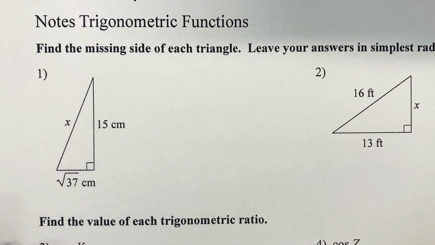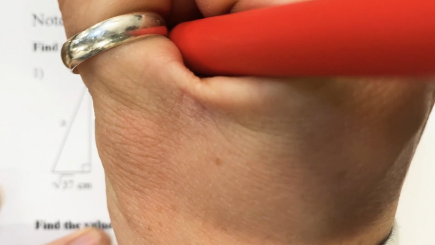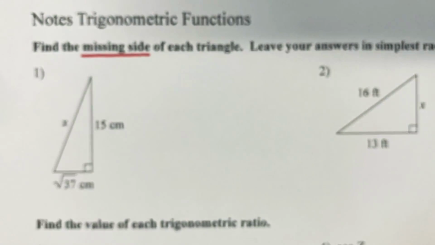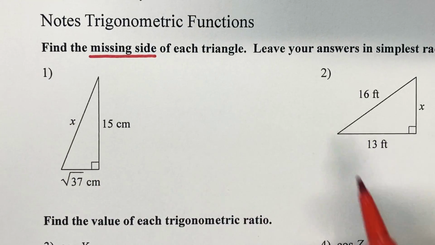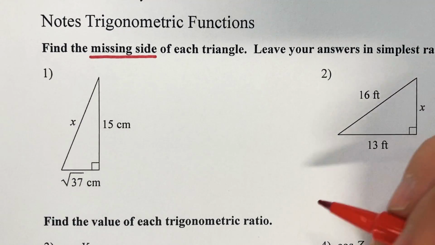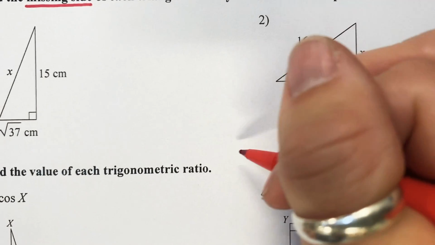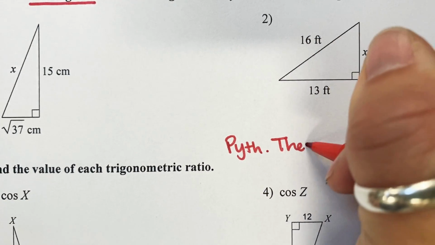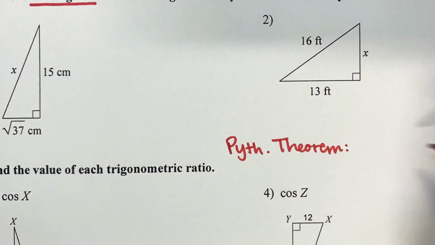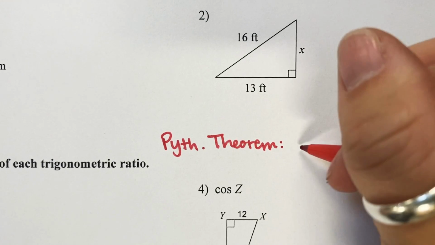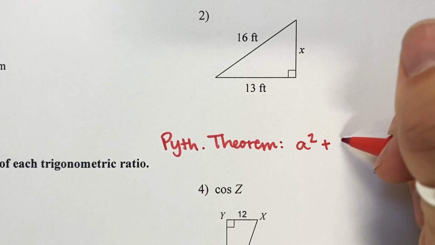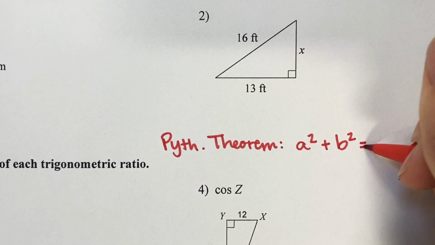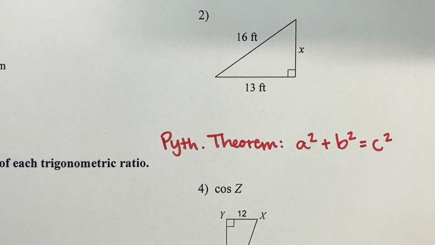So first thing we want to do is review on numbers 1 and 2 our Pythagorean Theorem. Okay, so our directions are telling us to find the missing side. Whenever it tells you to find a missing side of right triangles, you know you're going to have to use Pythagorean Theorem. So let's remind ourselves, what is the Pythagorean Theorem? Pythagorean Theorem states that a squared plus b squared equals c squared.